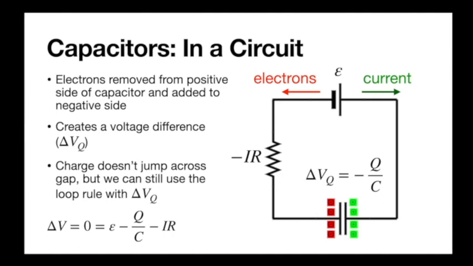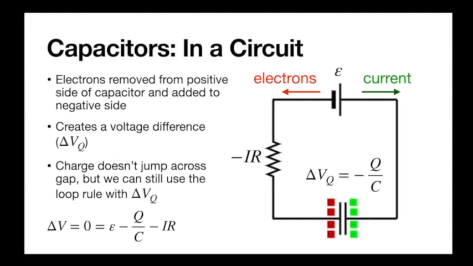And now, if we're doing our loop rule in the direction of the current, so clockwise, going across the capacitor, we're going from positive to negative. Right? So we're going from positive to negative, which is a negative voltage drop. Right? So that's how we know the voltage change across the capacitor in this case is negative, because following the current is crossing from the negative side to the positive side.